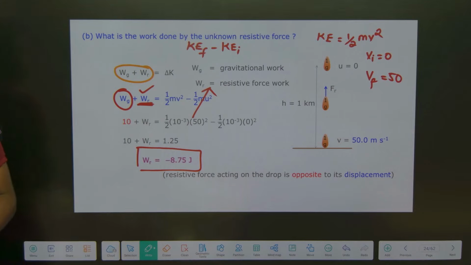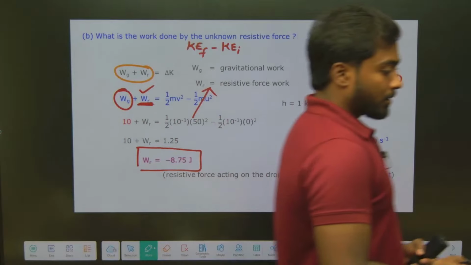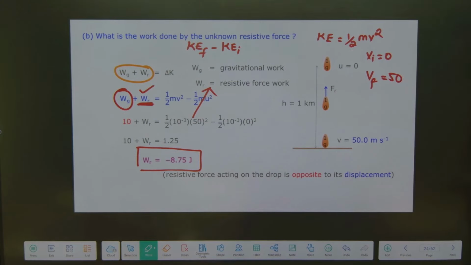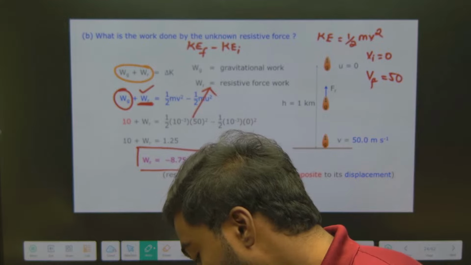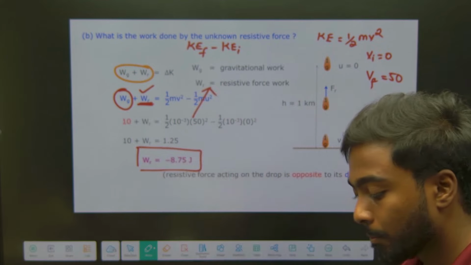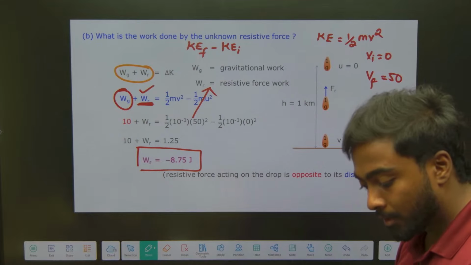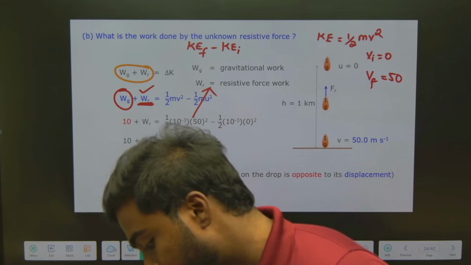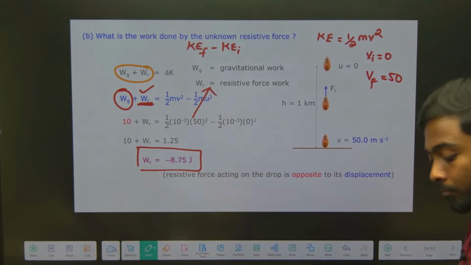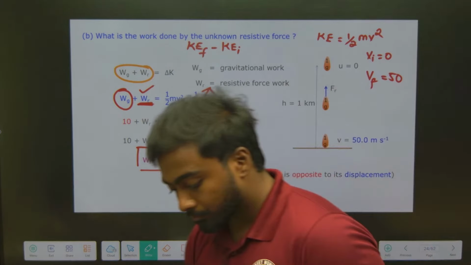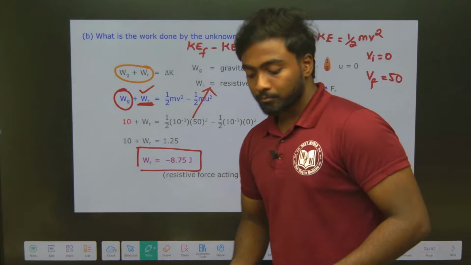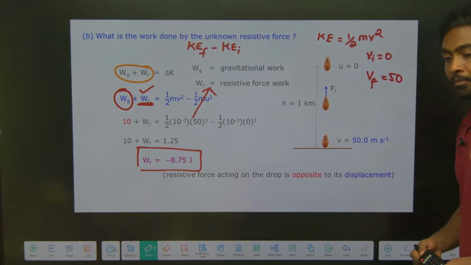Once you have done this, we'll go for the next part of the chapter. Yes, it gets cancelled. The initial term, 0 multiplied by another number, is 0, so the total will be 0. The remaining thing you can calculate. So 50 into 50 is 2500, divided by 2, that is 1250, multiplied by 10 power minus 3 gives 1.25. Done.